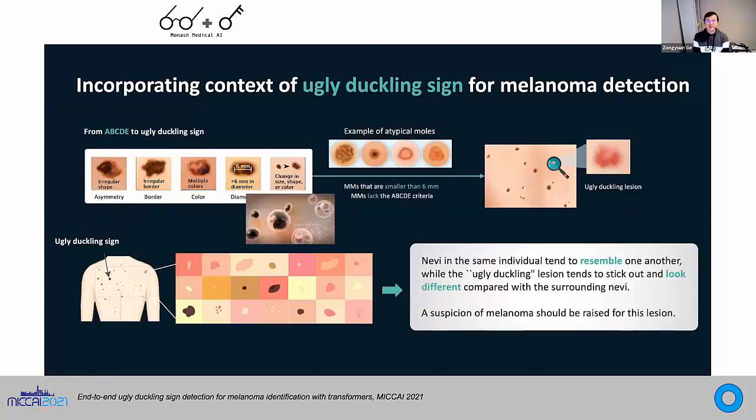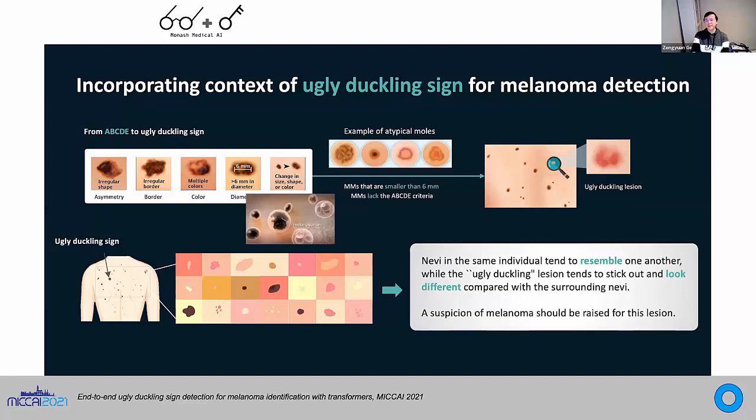Then we dig deeper, taking the most cutting edge concept, which is the ugly duckling sign. As I have mentioned before, rather than looking at a single lesion evolving, can we look at all the lesions from a patient, see how they change, and see how one melanoma or cancer will stand out against the other lesions from the body? So that's the key concept. The nevi in the same individual tend to resemble each other, while the ugly duckling lesion, which is the real melanoma or cancer lesion, tends to stick out or look very different compared to the surrounding nevi.